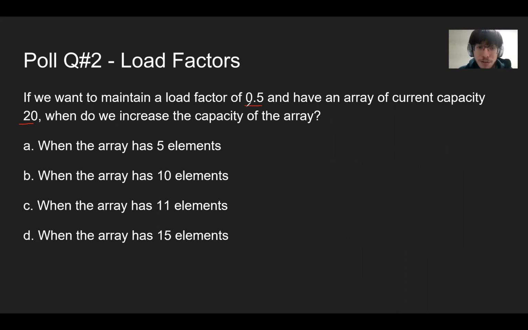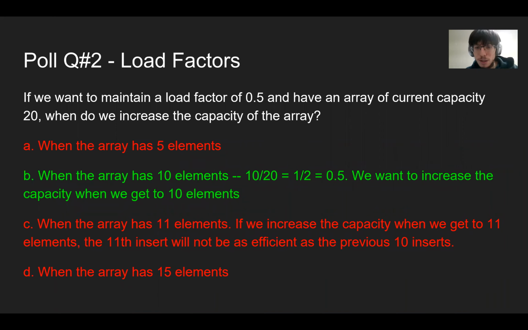So we want to increase the size of the array once we get to 0.5 times 20, right? Which is 10. Because when we hit 10 elements, that's when we actually hit our load factor. And if you notice, 10 is 1/2 of 20, so 0.5 of 20. So at that point, we actually want to increase the size. So this one's going to be B. We want to increase capacity when we get to 10 elements.